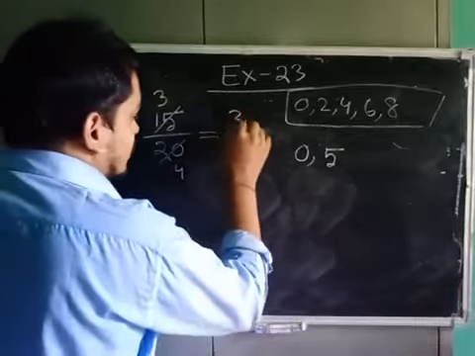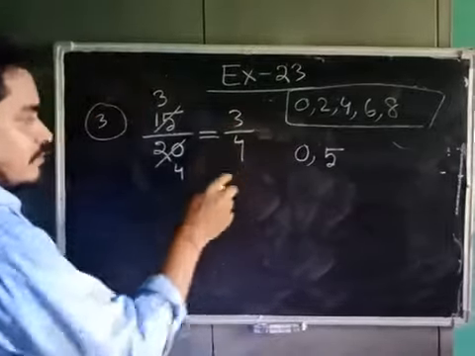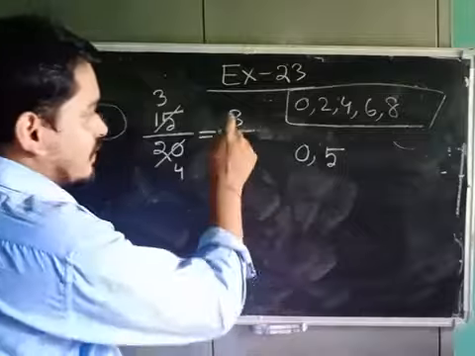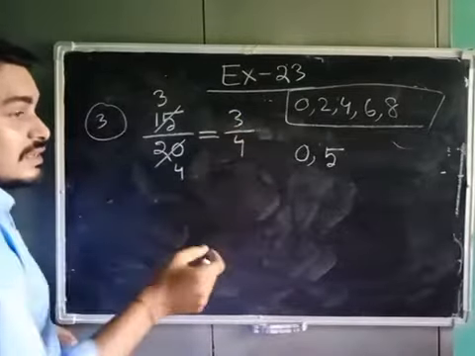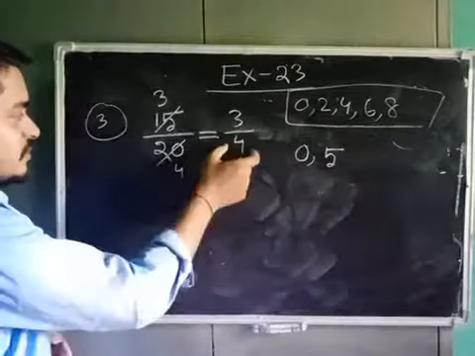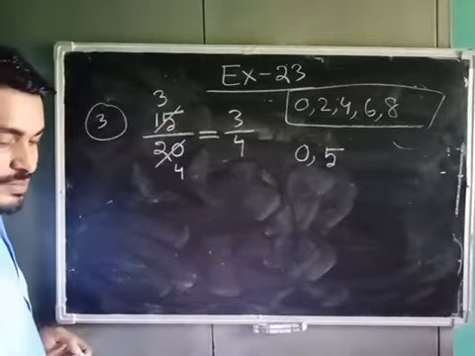So our answer is 3 by 4 because 3 by 4 is there and there is no number which can divide 3 and 4 at a single time. Understand? So it is the simplest form of 15 by 20. So in this way you have to solve.